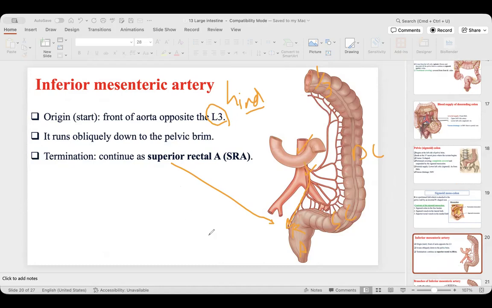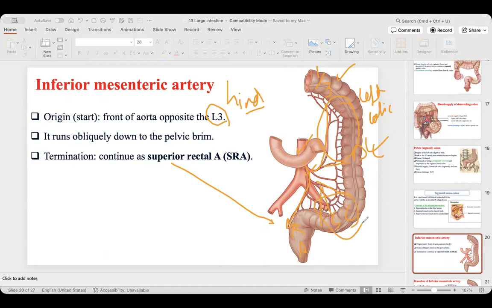What are the other branches of the EMA? It will give an artery to the transverse and the descending colon. This artery is named the left colic. As we said before, we have the right colic and middle colic from SEMA, but the left colic from EMA supplies the remaining part of the transverse colon and the descending colon. It also gives about 3 or 4 branches to supply the sigmoid, so they are named the sigmoid arteries.